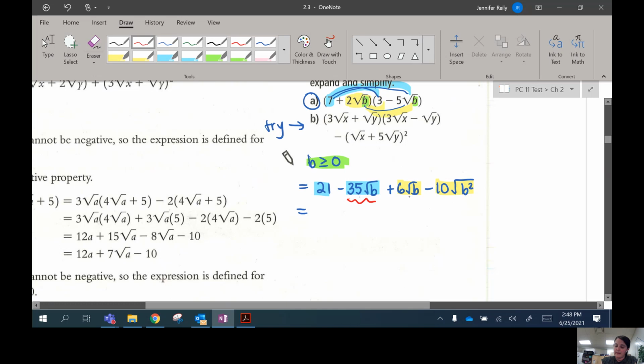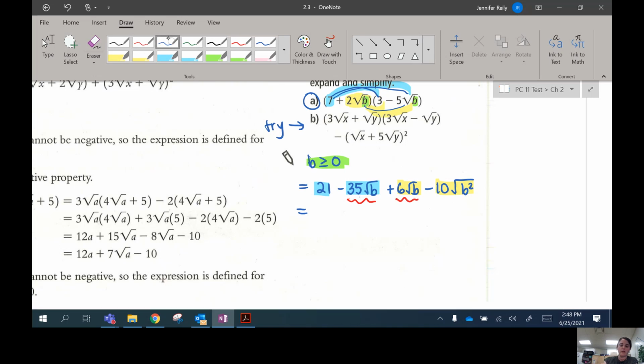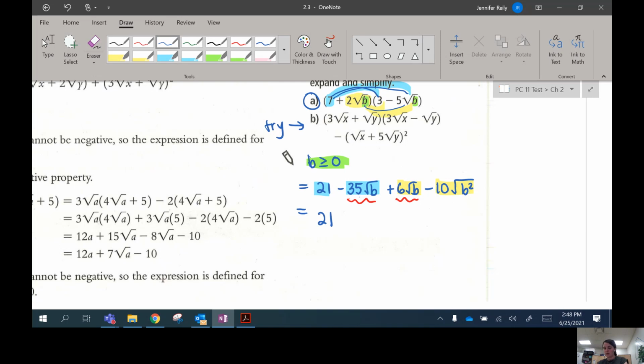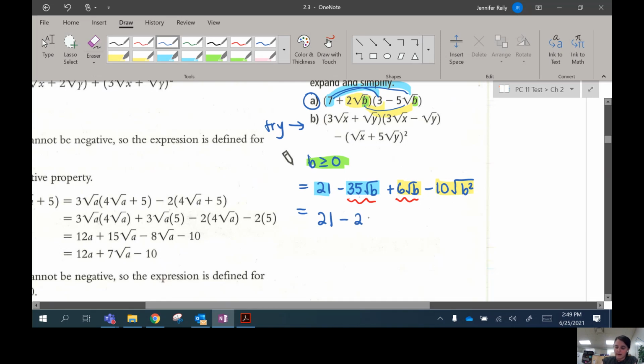These middle ones, again, end up being like terms. You'll often find that the two middle ones are like radicals, so we'll be able to combine those together. So I'll have 21. So -35 plus 6, that is -29. I'll have -29 square root B.